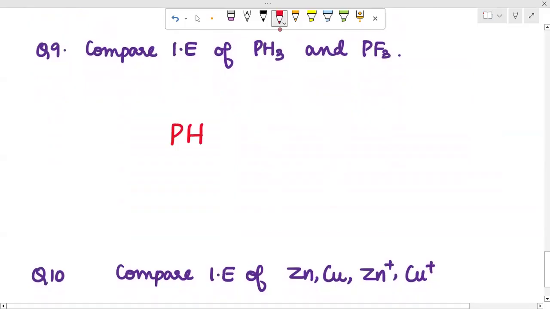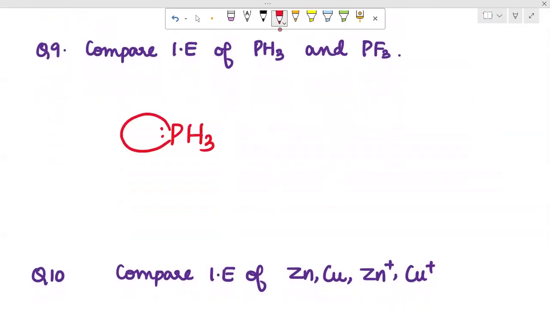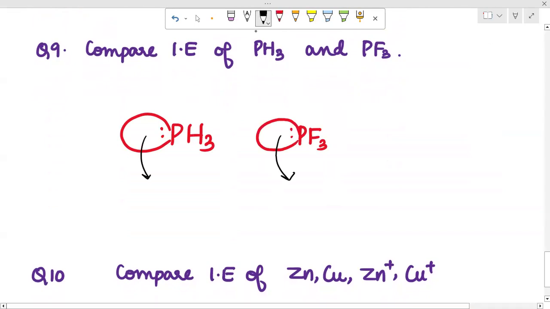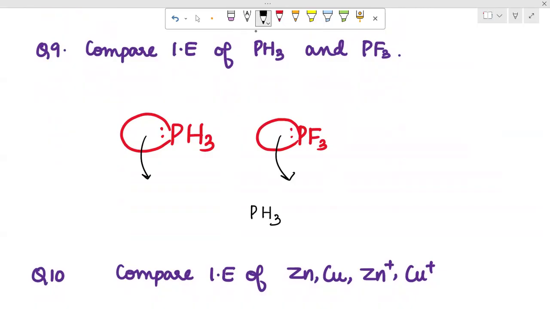You have PH3. Phosphorus has a lone pair of electrons. You have PF3. Here also phosphorus has a lone pair of electrons. So during ionization, electrons will be lost from this lone pair. So who will be giving it easier? Of course, PH3. The ionization energy of PH3 will be less than PF3. Why? Because the electronegativity of fluorine is greater than that of H. So the electrons will be kept closely towards itself in PF3, not leaving, while in PH3, they are ready to be donated.